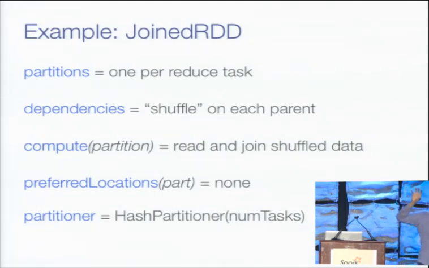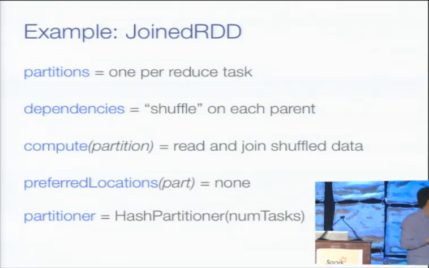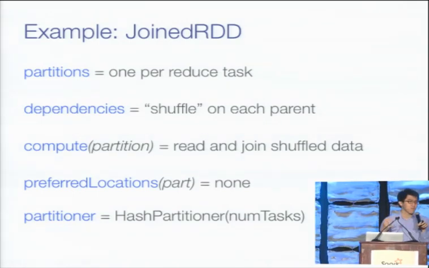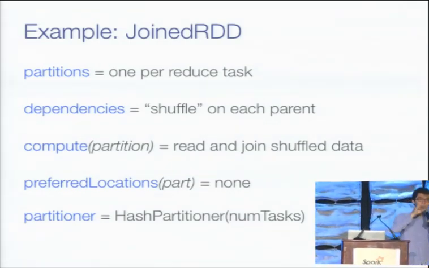So compute essentially just reads the data. The parents are already partitioned based on the partitioner, or based on the dependency, we're specifying. In this case, the compute function only needs to read the data in from both parents, which is already pre-partitioned. And then we do the join, Cartesian join, or whatever join operator is in use.